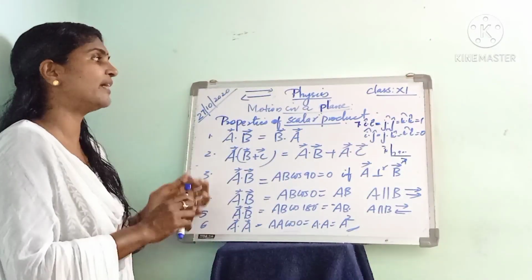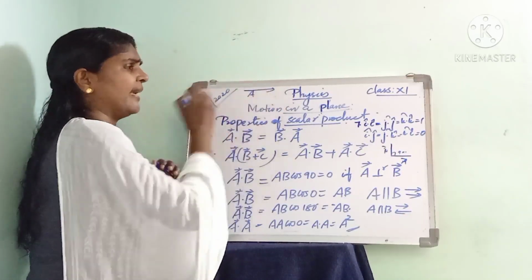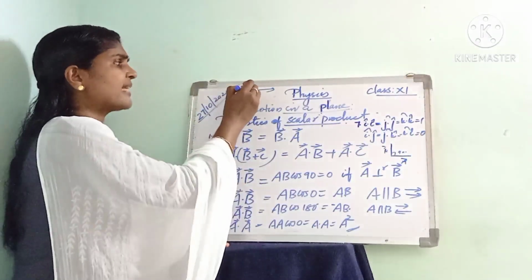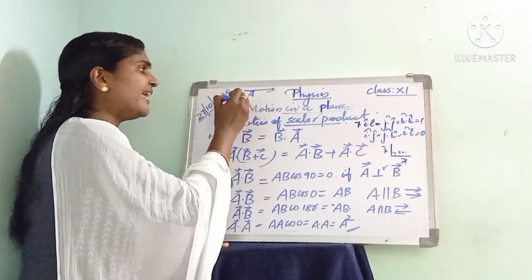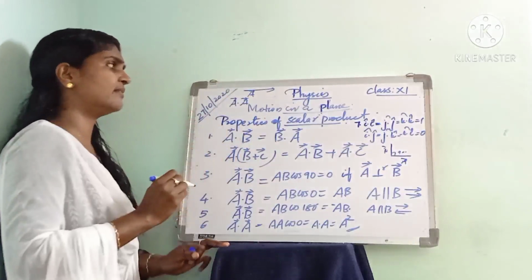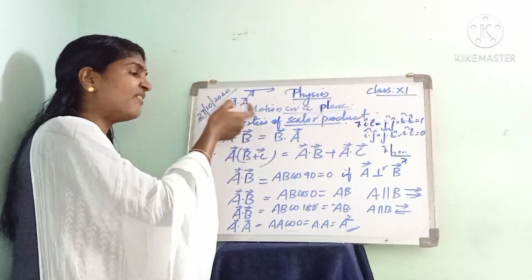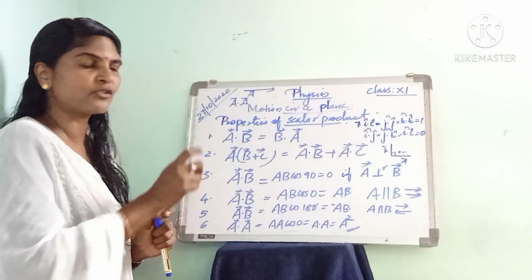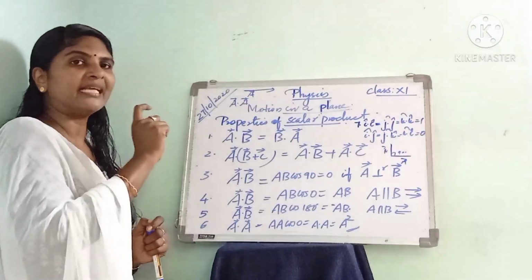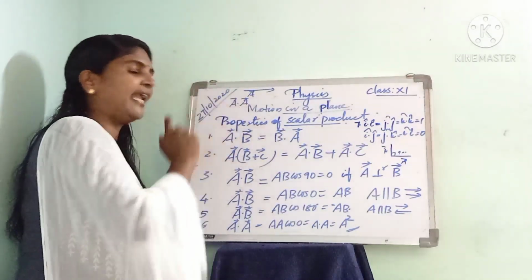The next, the scalar product of a vector with itself. Suppose we have a vector A. Then what is the scalar product of vector A with itself? It means vector A into vector A. Okay, that is the meaning here. So we have the vector A, then the scalar product of vector A with itself means A dot A.